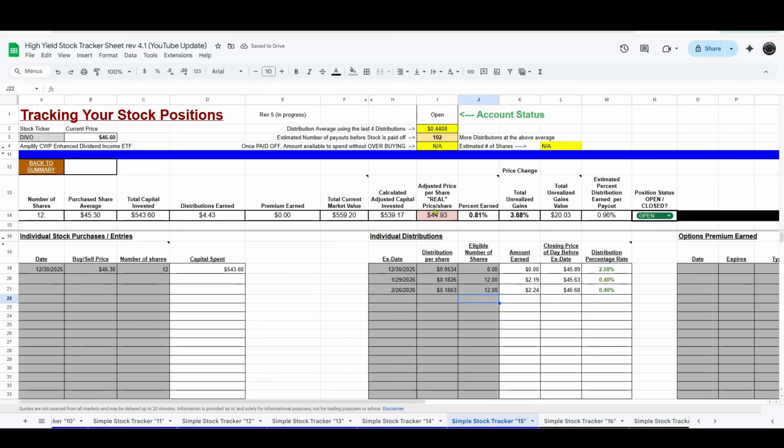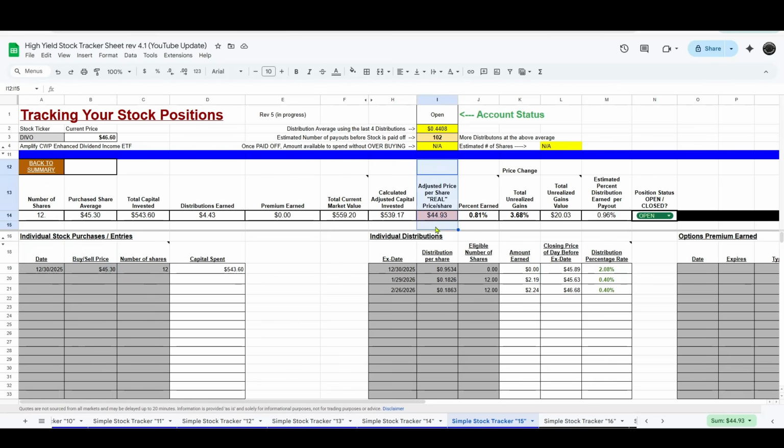So as you can see, from $45.12 down to $44.93, I'm dropping this number, and DIVO has actually been moving up, because the current price of DIVO, you can see right here, is $46.60. And what did I buy my shares at? Well, I bought them at $45.30. So DIVO has been moving up since I purchased it, and I am earning those distributions each month.